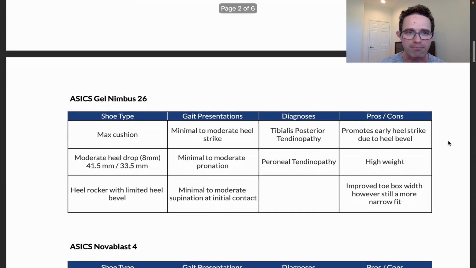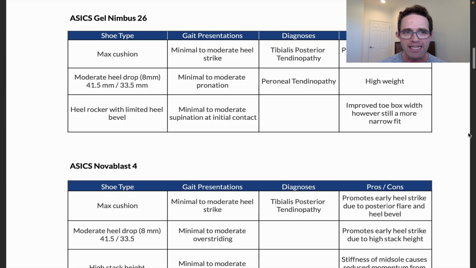Staying in the Asics brand, we are going to move on to the Asics Gel Nimbus, and this is the 26 model. So these are going to be max cushion shoes, and they're also going to have a moderate heel drop at 8 millimeters.